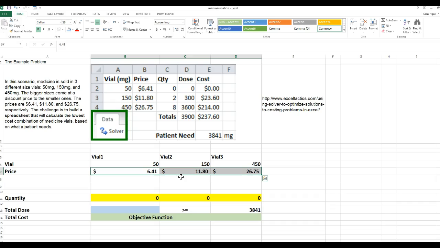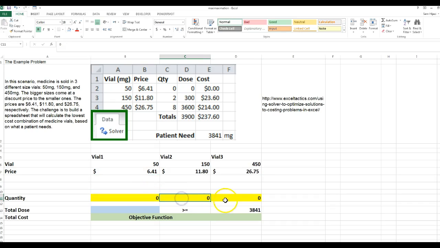And what we're trying to figure out is really the quantity of each one of these vials to minimize the cost. This is the quantity that the model is going to pick up for us as the optimal solution. This is the second amount, and this is the third quantity or number.